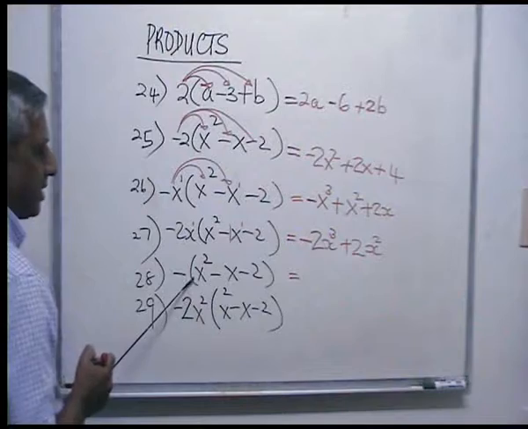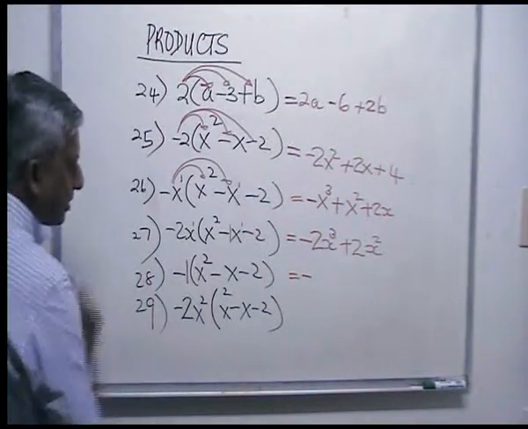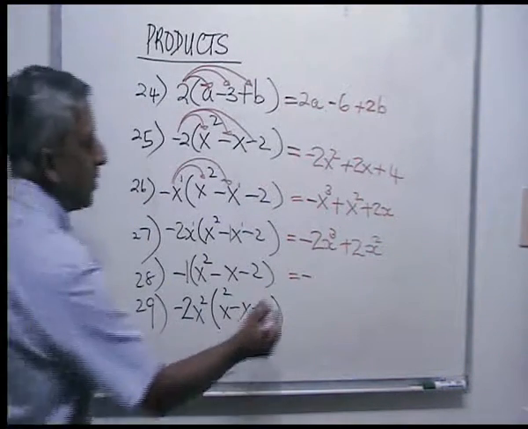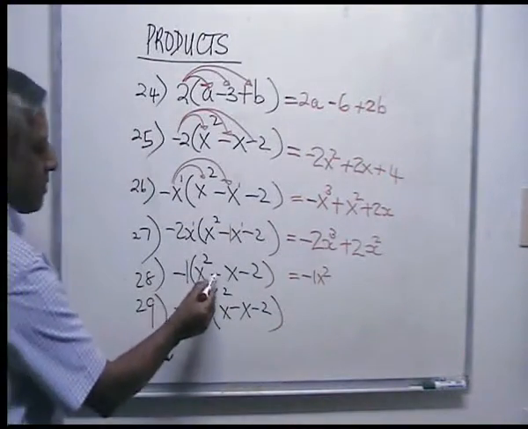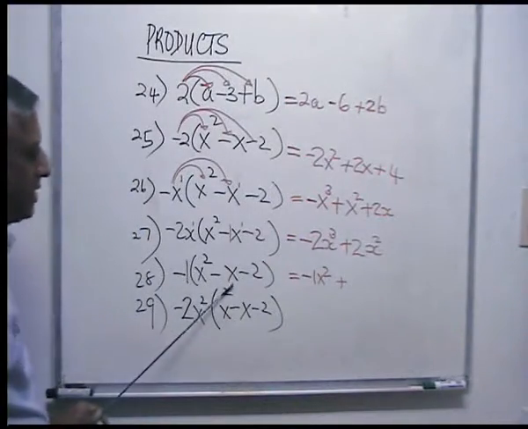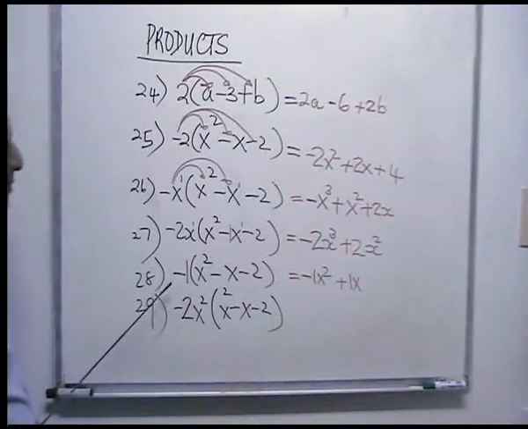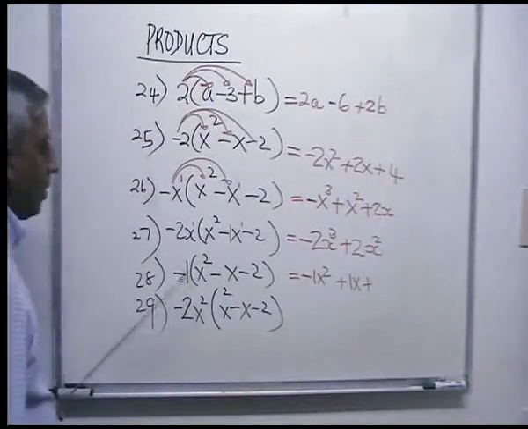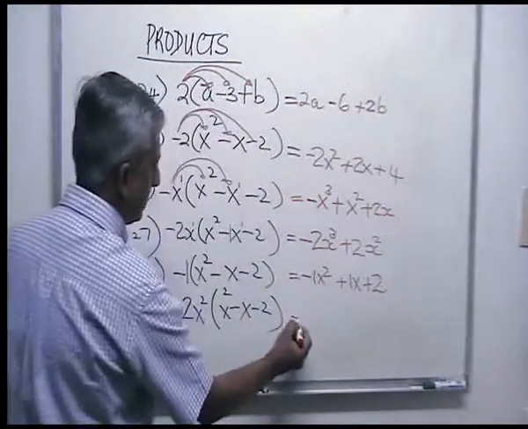Minus times x will give you minus. You see the 1 is understood here. So 1 times x squared will give you 1x squared. Minus times minus will give you plus. 1 times x will give you 1x. Minus times minus gives you plus. 1 times 2 will give you 2.